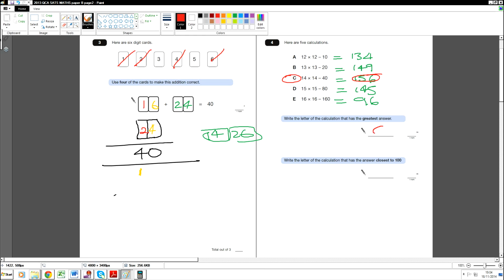Yes. Okay, C is the right answer. 156 is the biggest answer. Okay. Write the letter of the calculation that has the answer closest to 100.